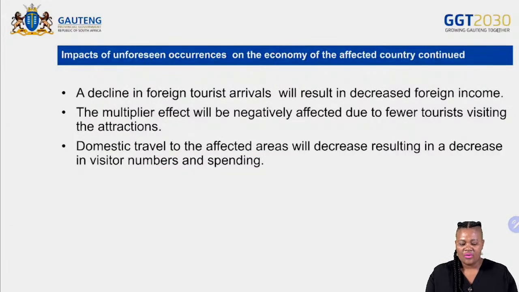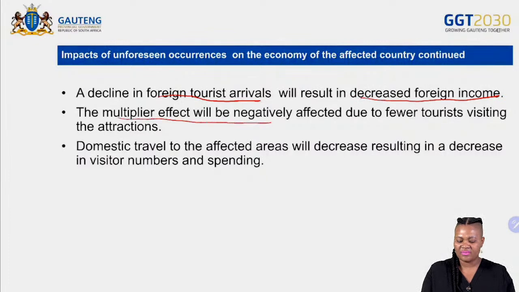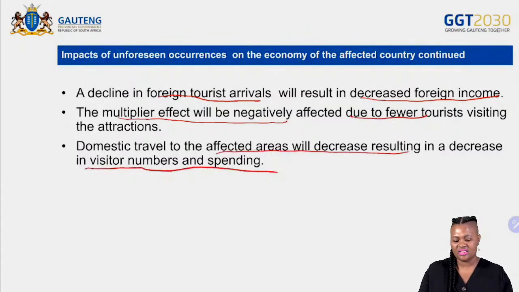And then we also have a decline in foreign tourist arrivals, which will decrease foreign income. Multiplier effects will be negatively affected due to fewer visitors visiting, and domestic travel to affected areas will decrease, resulting in decreased visitor numbers and spending.